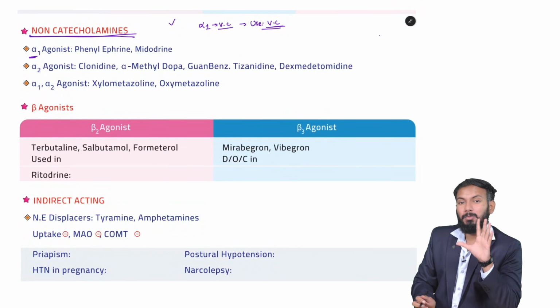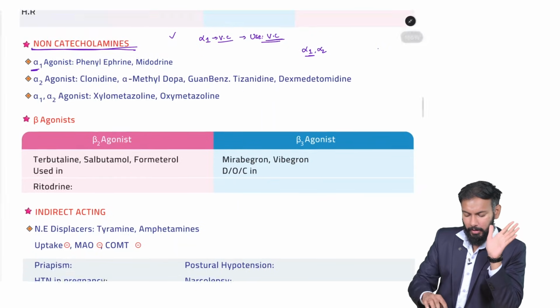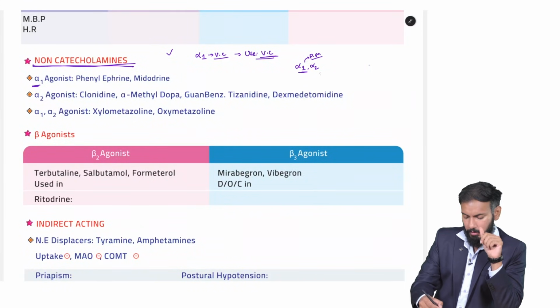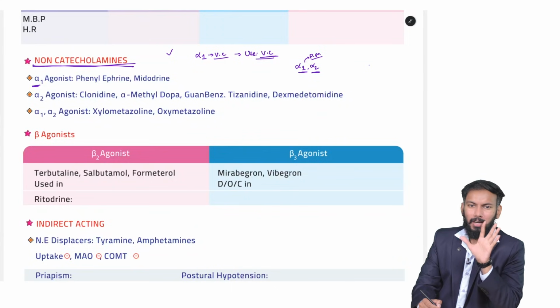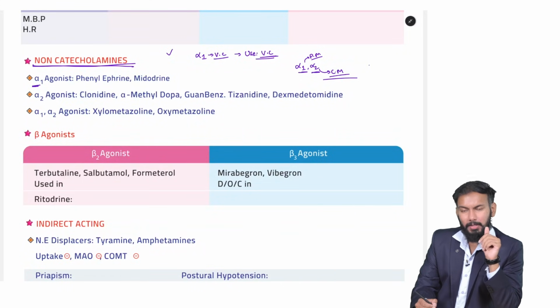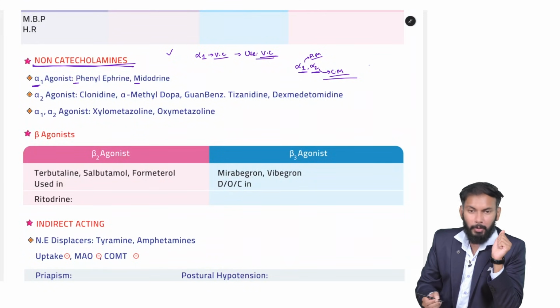I told you, alpha means most important person. Alpha 1, alpha 2. Now you tell me, who is the most important person in the country? Obviously, it is the PM. So alpha 1 are PM drugs. Alpha 2 means second most important. Now, after the country comes the state. So, the state has the CM. So, alpha 1 is PM drugs, alpha 2 is CM drugs. Done. So, alpha 1 is phenylephrine, midodrine.